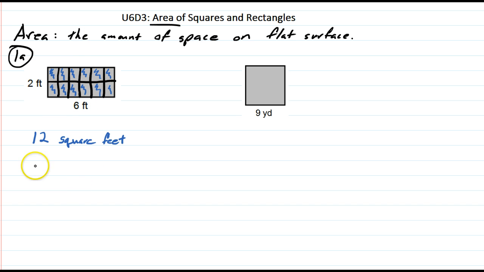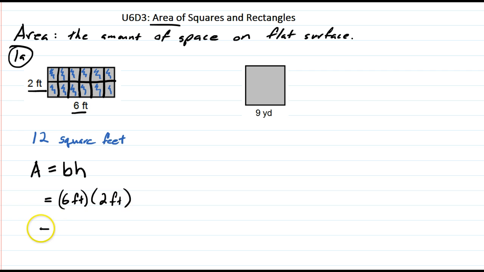Now, we're not going to do that for every problem. And if you look at 12, is there a way to get 12 from these two numbers? And the way you would get that is by multiplying the base times the height. And so we get 6 feet times 2 feet, which gives us 12 feet squared. And so square feet and feet squared are the same thing.